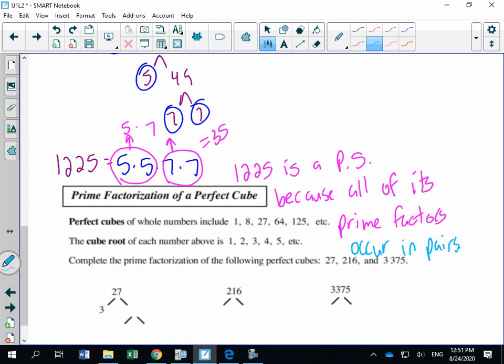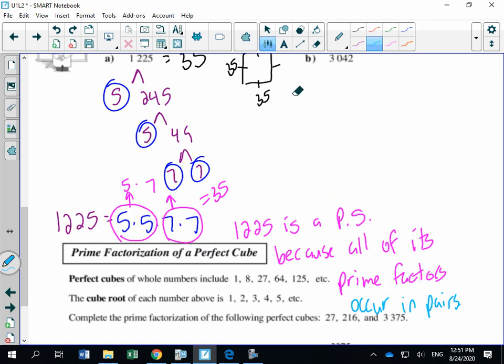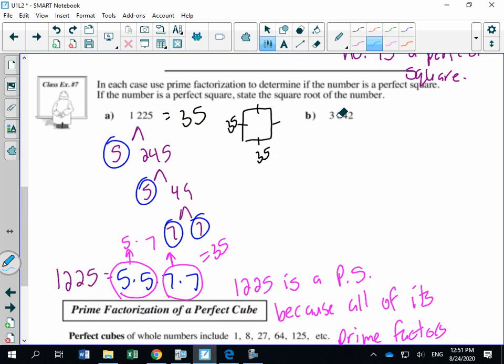Okay, let's use prime factorization to see why this is not a perfect square. And I'll prove it to you using prime factorization. So we're going to take this guy and we're going to divide it by 2, and you'd get 1521. 2 does not work, so jump up to 3, and you'll get 507. 507 is divisible by 3. You get 169.